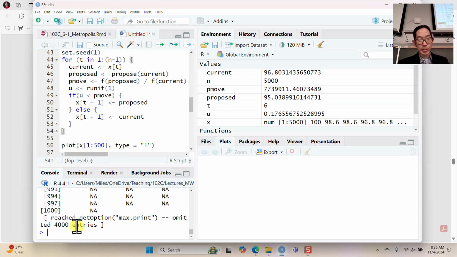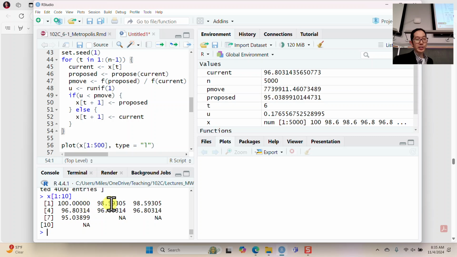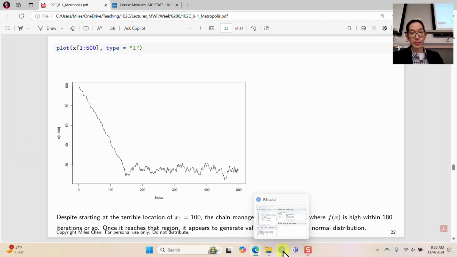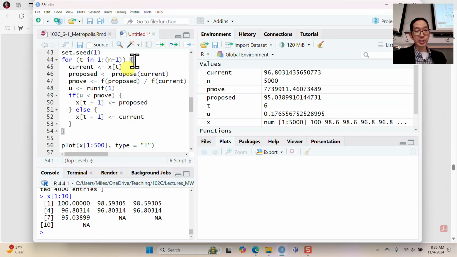After a few iterations, we went from 100 to 98.59. We stayed there one more iteration, then went to 96.8, stayed at 96.8 for a couple of iterations, and then moved to 95.0. So you can see, even though I started at 100, in the beginning I'm moving closer and closer to where I need to go. It's taking a while, but I do. This is what my chain looks like after, say, the first 500 iterations or so.